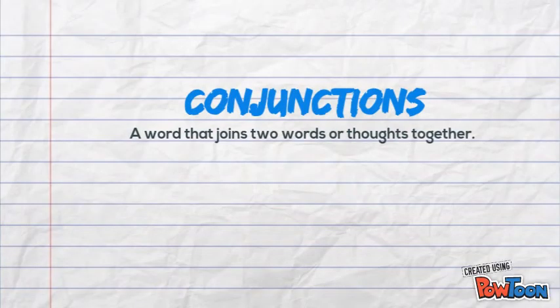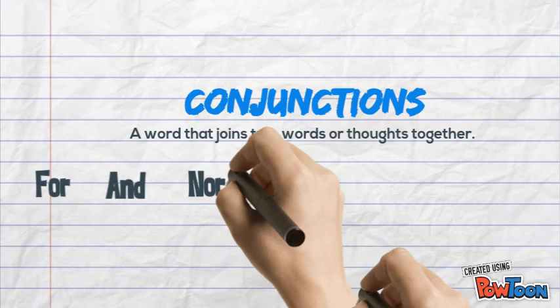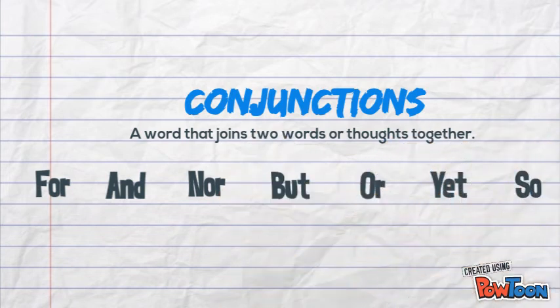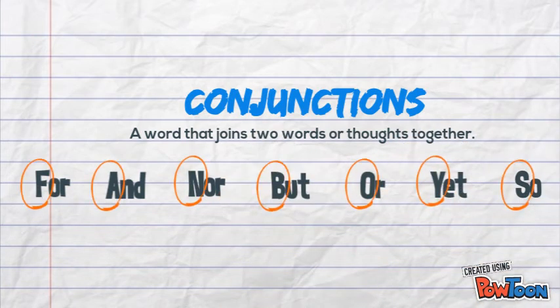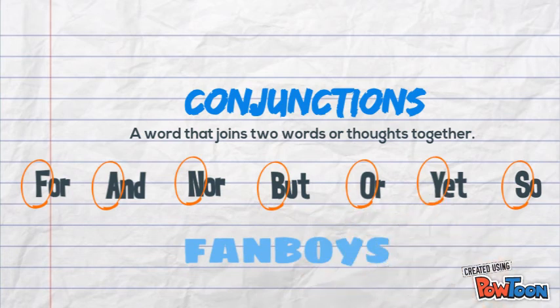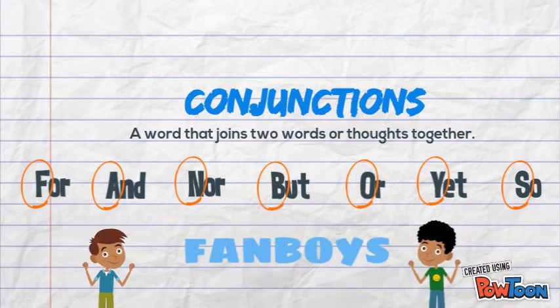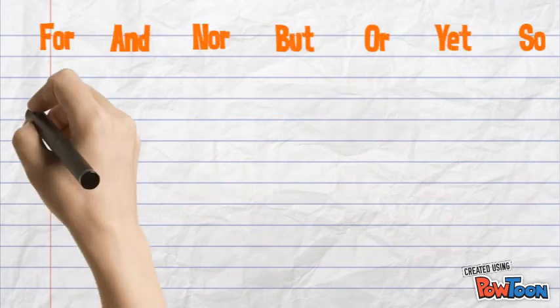A conjunction is a word that simply joins two words together. A trick is they conjoin words together. So listed below are some examples, and actually the first letter of all these examples make FANBOYS. So an easy way to remember some conjunctions you use. So let's take a look at this example.